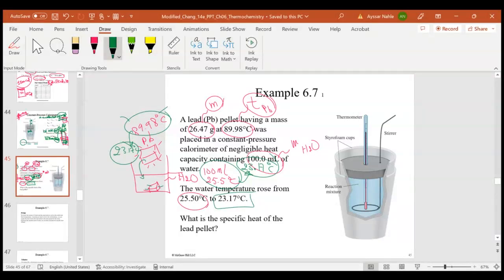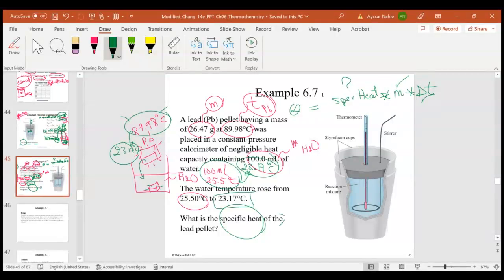All right. Now, what is the specific heat of the pellet? How much is the specific heat of the lead? We need to find the specific heat. If I want to find the specific heat, remember, heat is equal to specific heat multiplied by mass multiplied by delta T. I'm talking about the specific heat of the lead. The Q released from the lead is equal to the specific heat of the lead, and that's what we want to find, multiplied by the mass of the lead, I know the mass, multiplied by delta T.